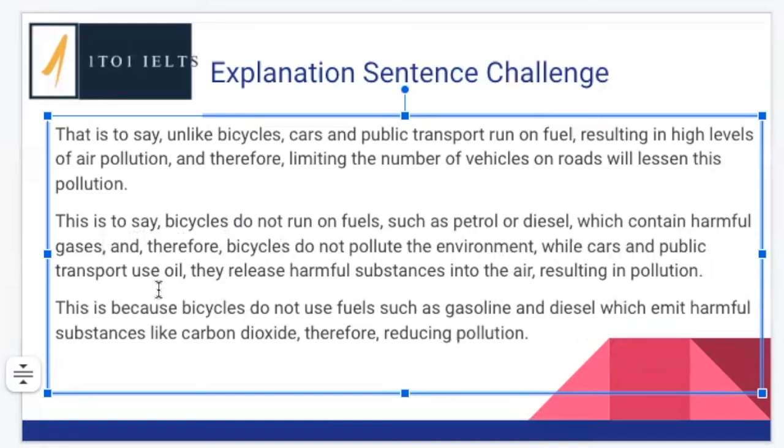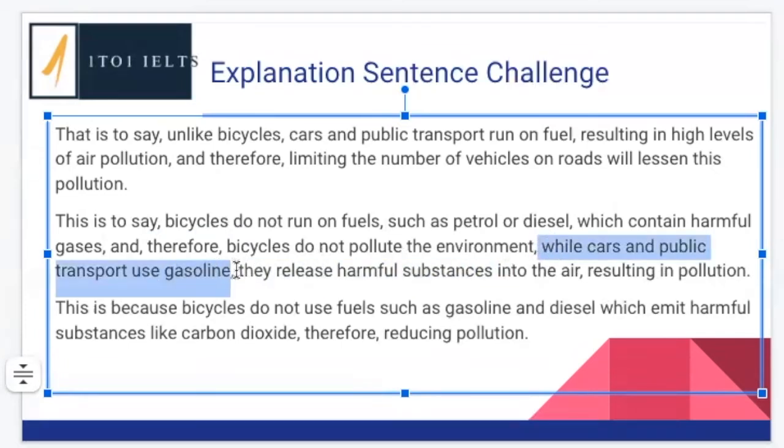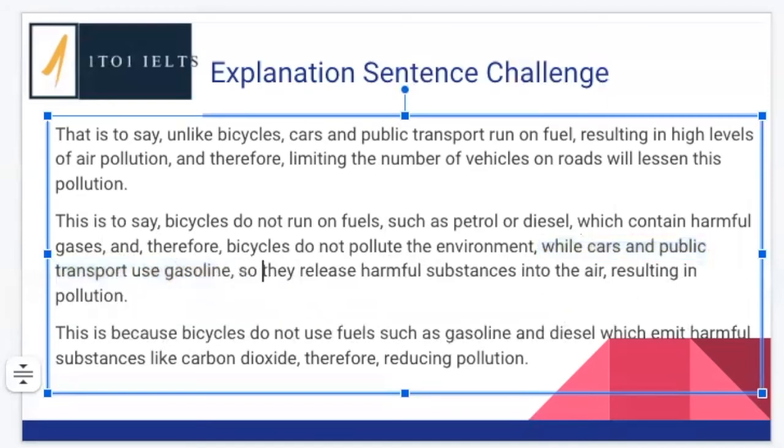And while cars and public transport use oil. So while some oil, I think we're really meaning gas or gasoline here, or petrol, depending on what country you're coming from. Cars, public transport use gasoline. They release harmful substances into the air, resulting in pollution. So cars and public transport use gasoline, they release harmful substances. So here we've got a clause, and then we have a result of this clause. So if we have a result, we're going to use so to show a result. So let me start one more time. Bicycles do not pollute the environment, while cars and public transport use gasoline, so they release harmful substances into the air, resulting in pollution. Okay.